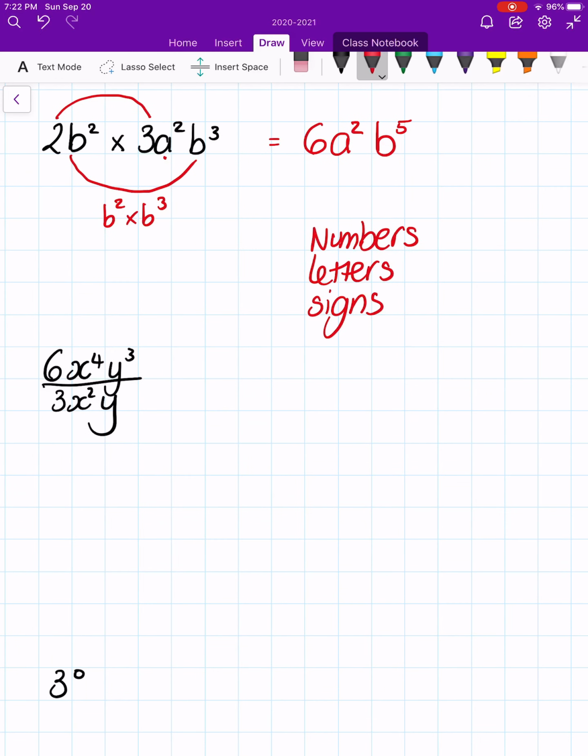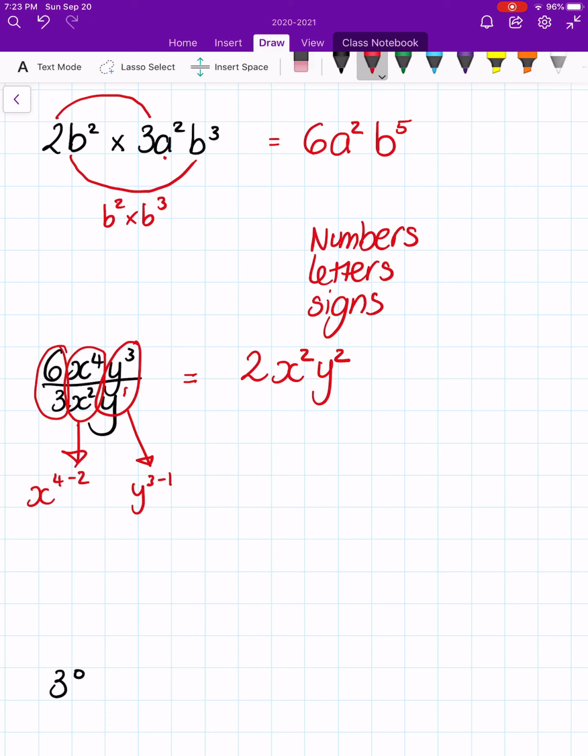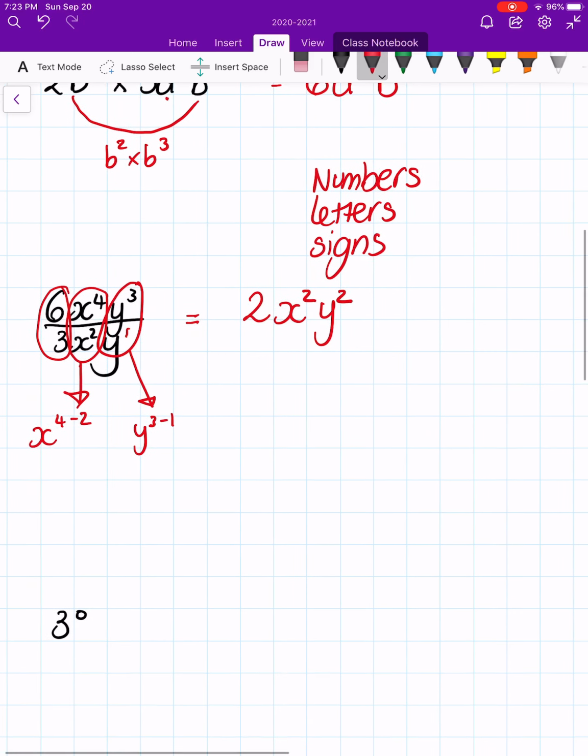Okay, so working with what we've got here, if I follow that number, letter, signs, I'm going to work with the numbers first. So 6 divided by 3 is 2. I'm then going to work with each of the letters in turn. So with the x's, I'm dividing, so that means I subtract the indices. So 4 take away 2 is 2. And then I'm going to work with the y's, and so this would be y cubed divided by y to the power 1. There's 1 there, so that would be y squared. So always break it down into more manageable chunks, each thing one at a time.